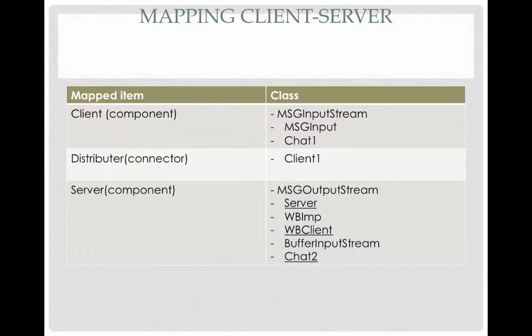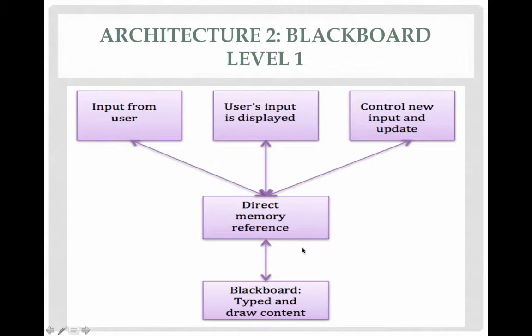For mapping client and server, the component is a client, so each input from a client, or anything related to a client, will be considered a client component. And the distributor or interface is a client one. We have one interface in this project, and then the server is all the classes that are related to our server.